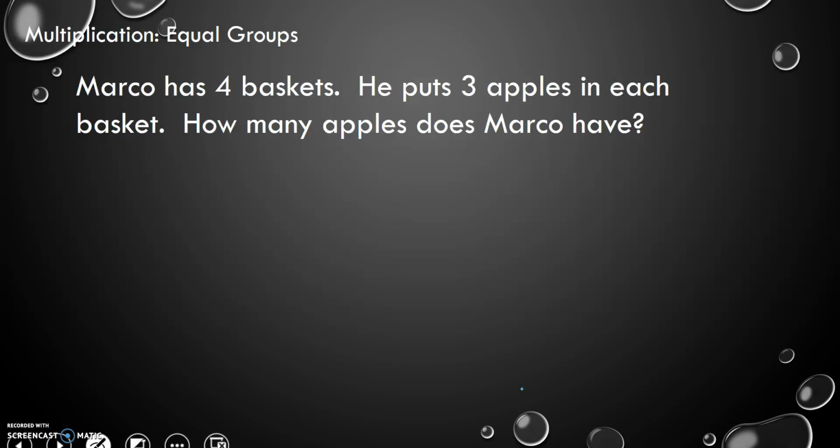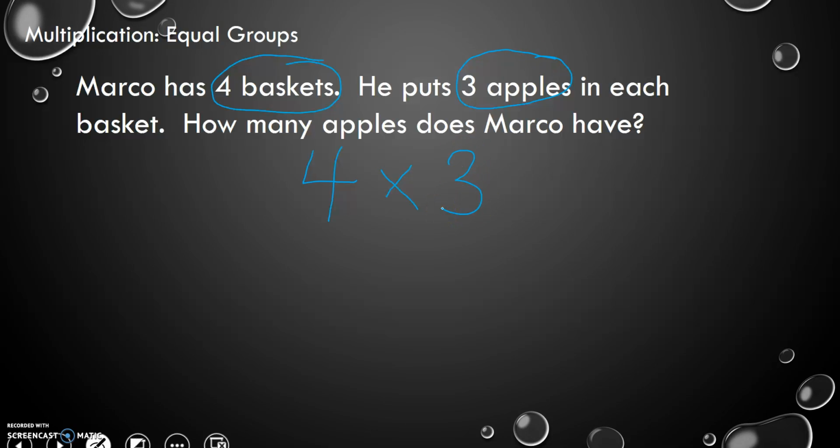Marco has 4 baskets. He puts 3 apples in each basket. How many apples does Marco have? So remember, my first factor are my groups. That's going to be my baskets, 4 times. My second factor is how many are in each group. So it's going to be my apples, 3.